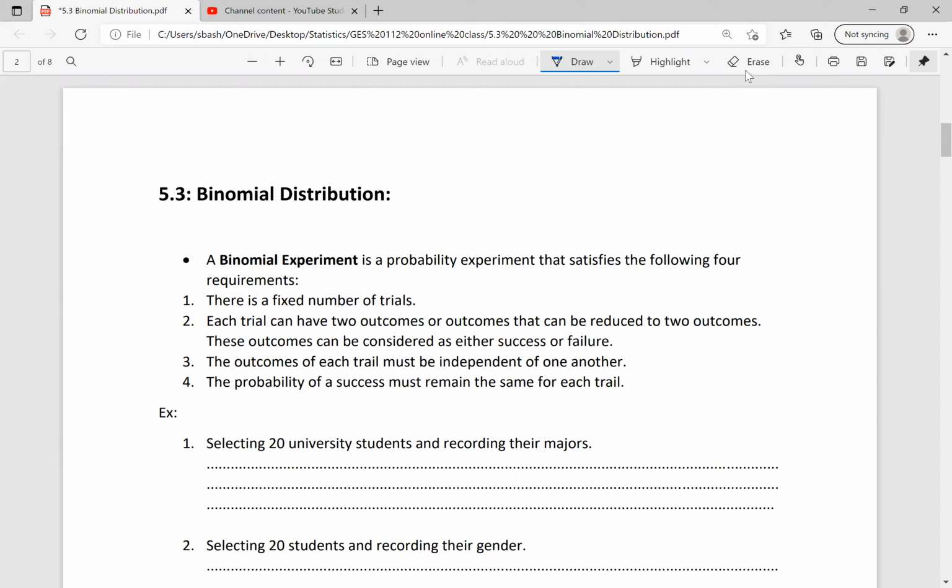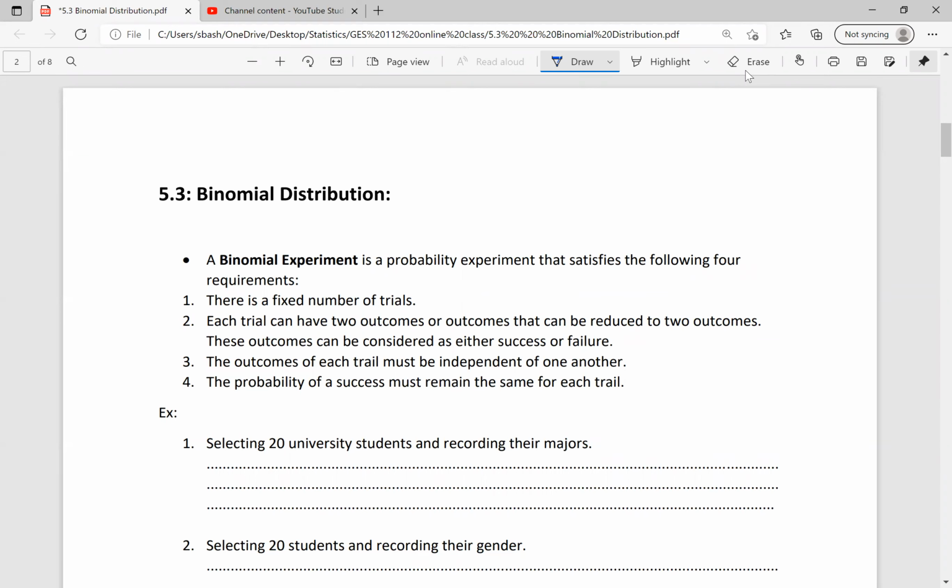Today we are going to speak about the binomial distribution. So let's define the binomial experiment and how this is different from the other probability experiments. The binomial experiment is a probability experiment that satisfies the following four requirements. Four conditions must be satisfied for the experiment to be classified as a binomial experiment.